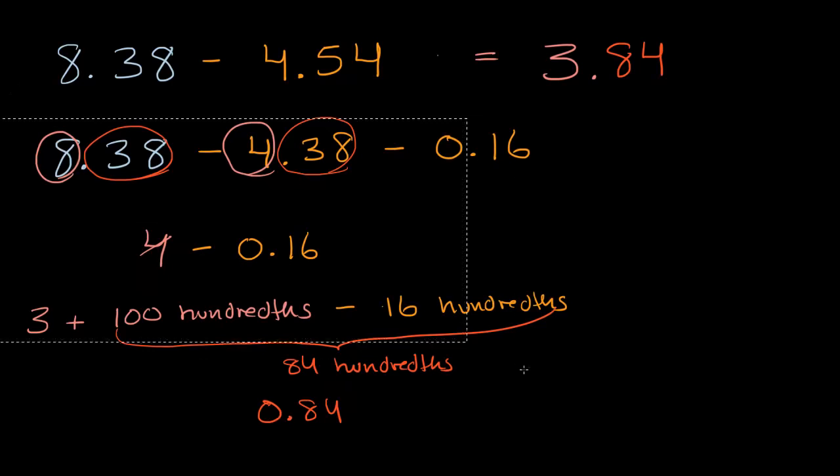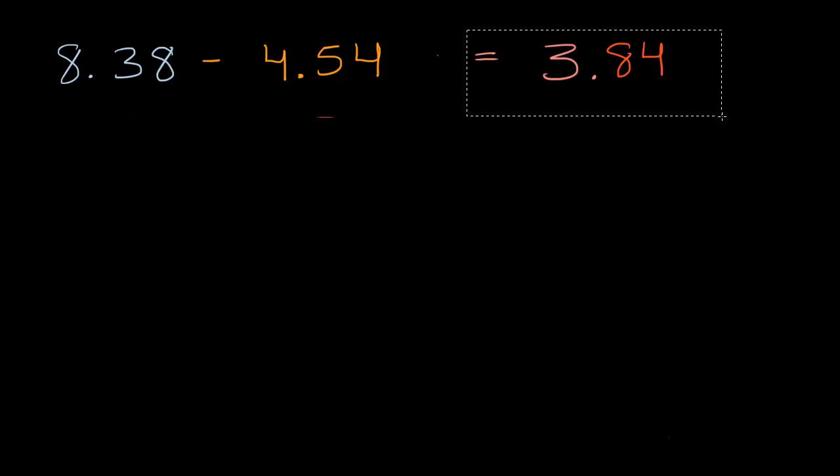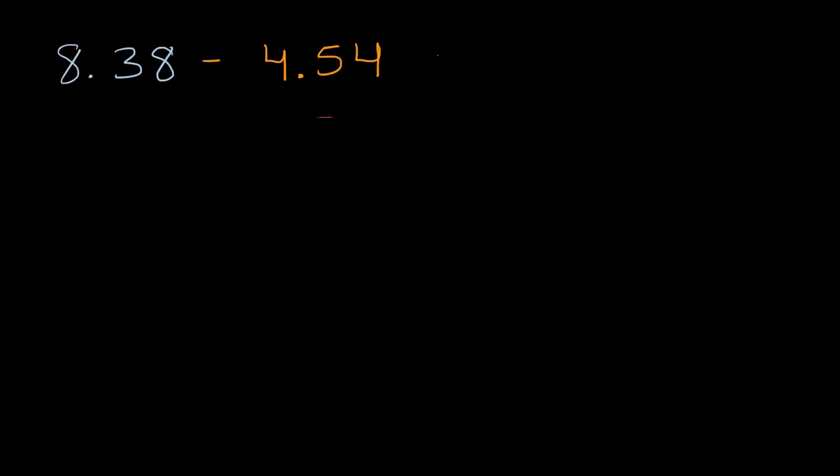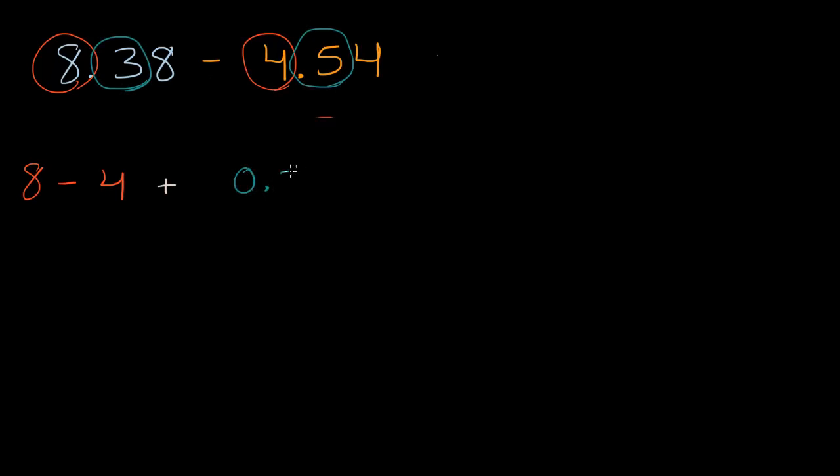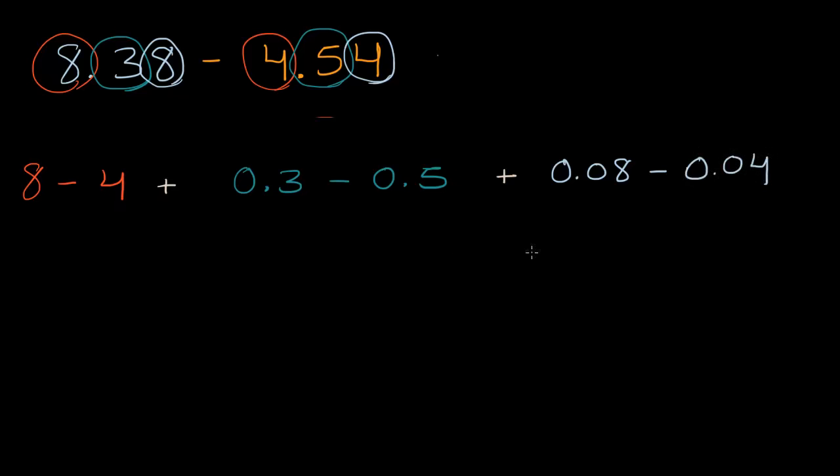Now, as I said, there's multiple ways that we can try to tackle this. For example, another way that I could do this one right over here is I could say, all right, let me do the ones. So I'd say 8 minus 4, plus, let me try to do the tenths. So I could have 3 tenths minus 5 tenths, 0.3 minus 0.5, and then I would have the hundredths. So plus 8 hundredths minus 4 hundredths. Now this is pretty easy to compute, but what about this?